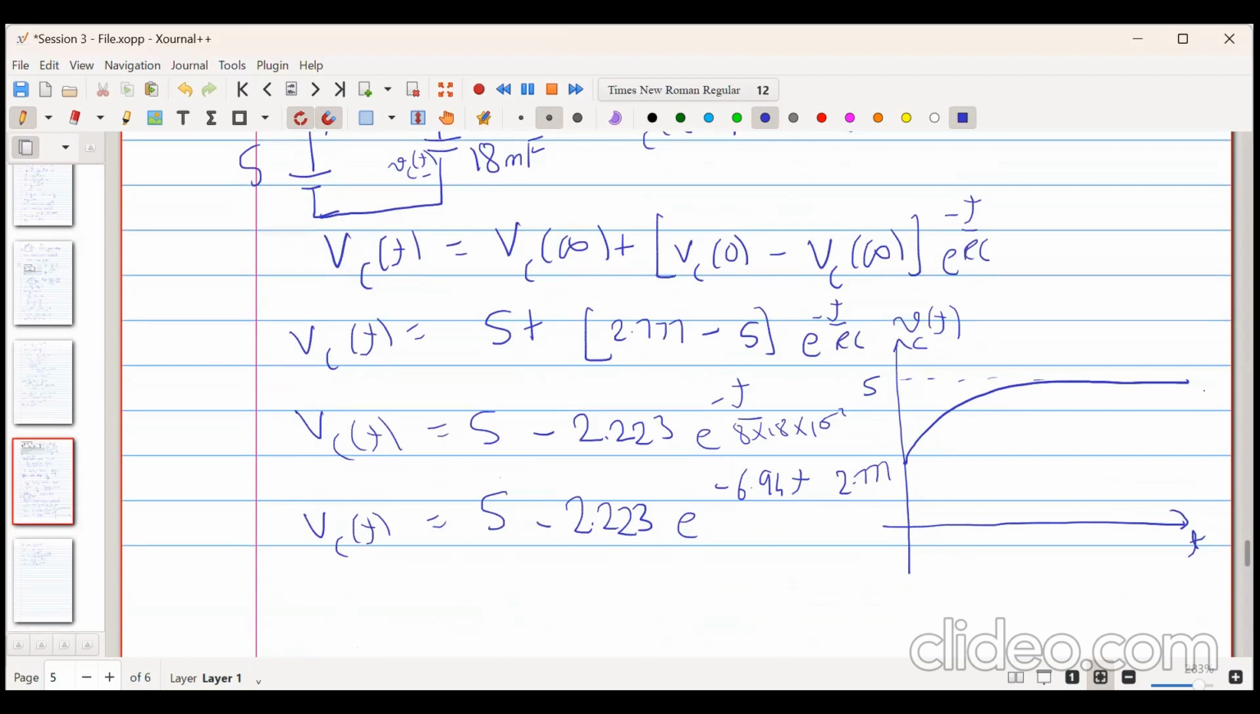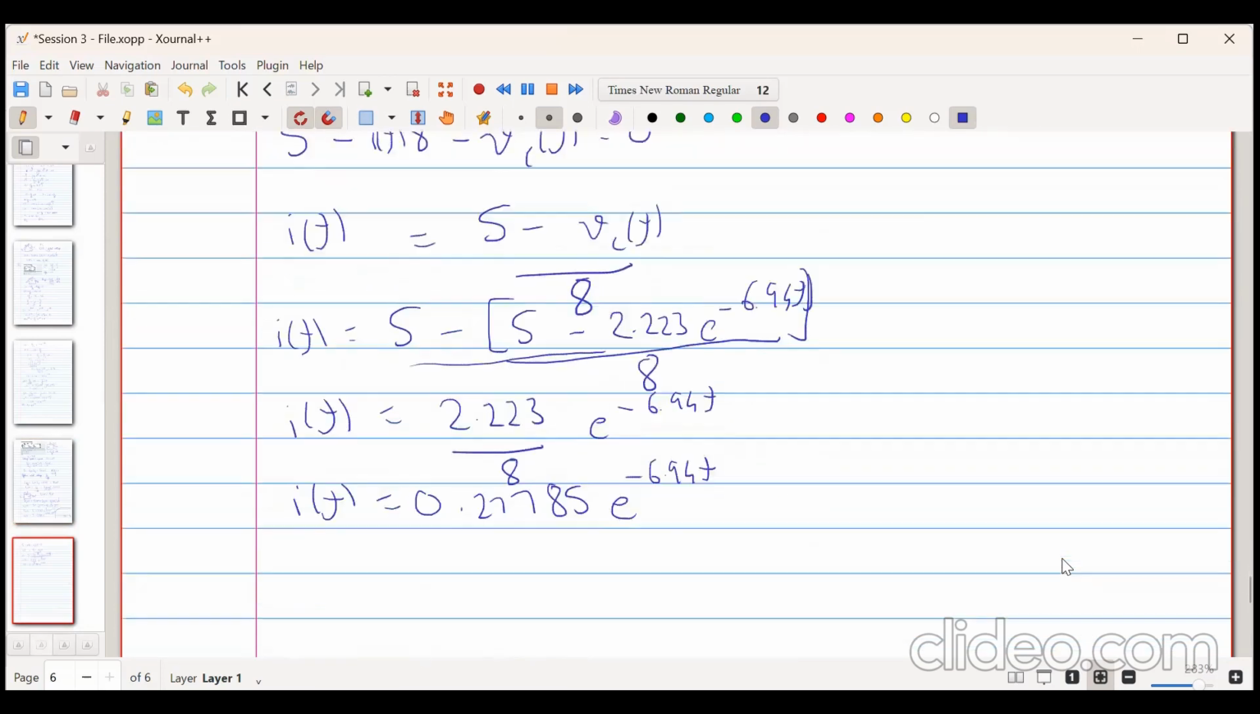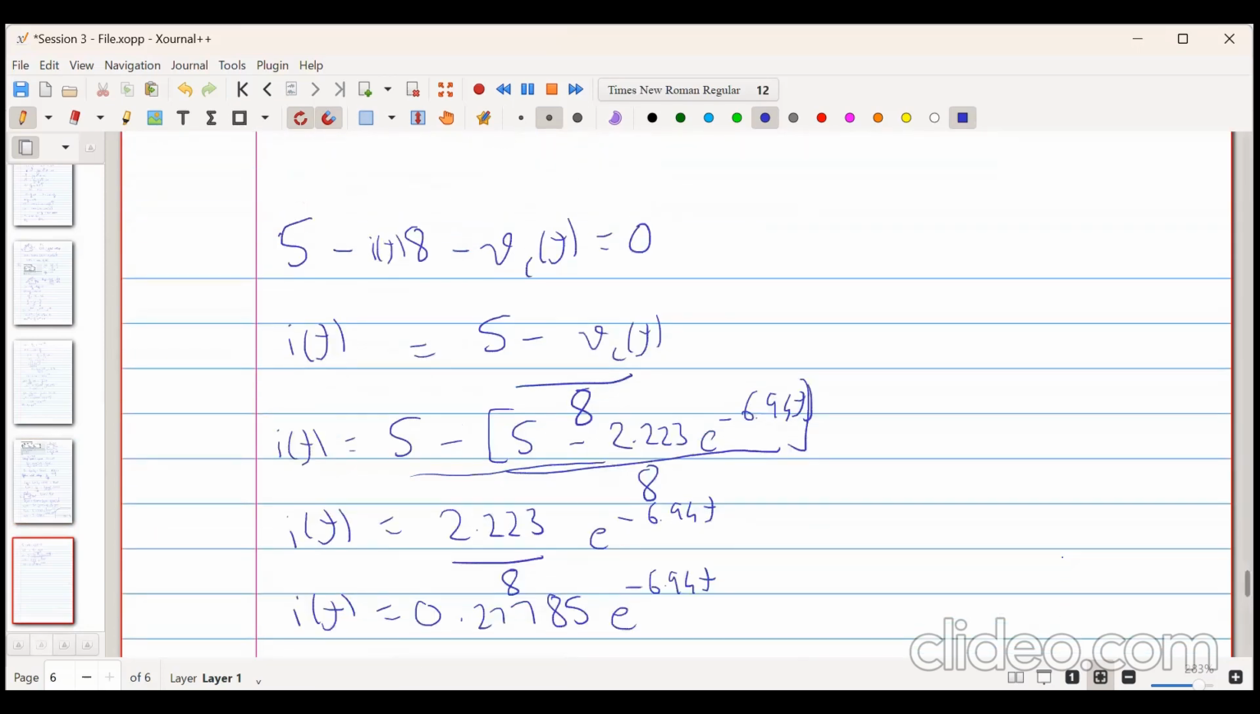Now, the time it will take to reach this final value is approximately pi into tau, pi into the time constant. That is approximately the amount of time by which the capacitor voltage will reach almost 5 volt. That is some approximation which is used, an empirical way we have.